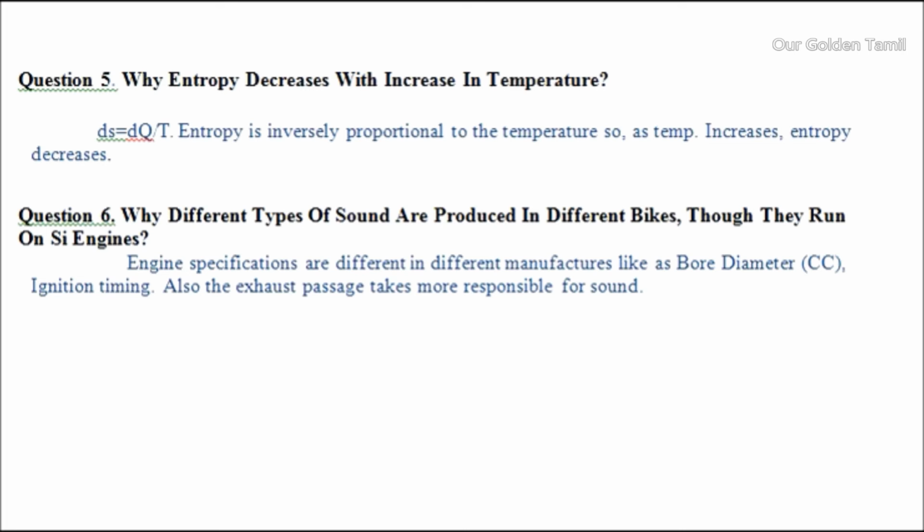dS equals dq/T. Entropy is inversely proportional to the temperature, so as temperature increases, entropy decreases. Question 6. Why are different types of sound produced in different bikes, though they run on IC engines? Engine specifications are different for different manufacturers, such as bore diameter, cc, and ignition timing. Also the exhaust passage is more responsible for sound.